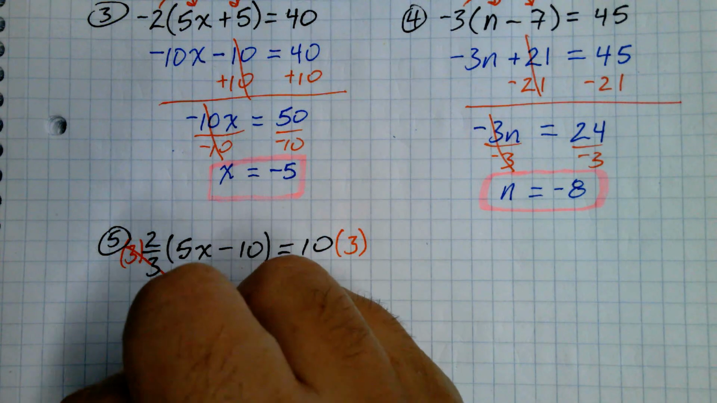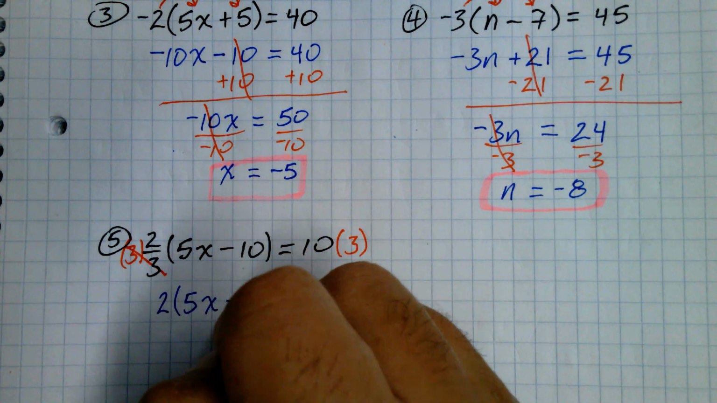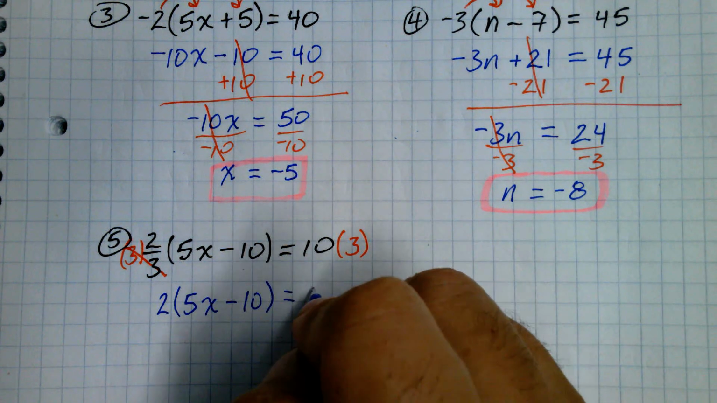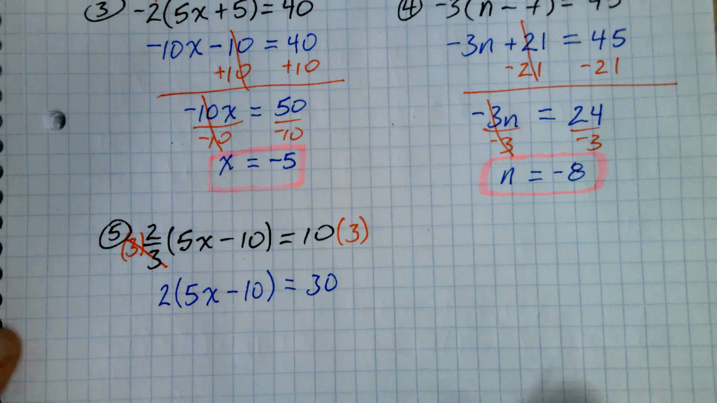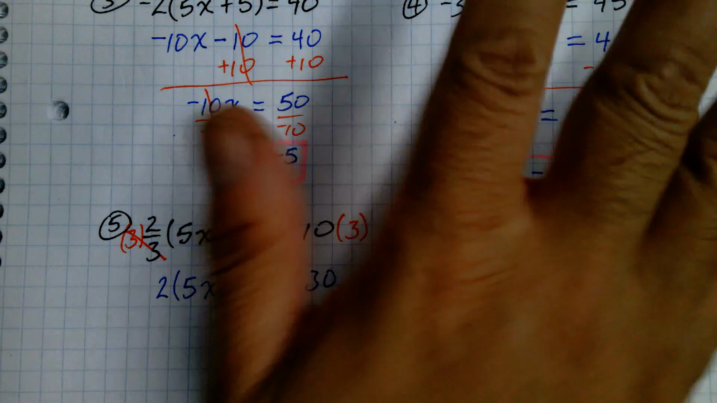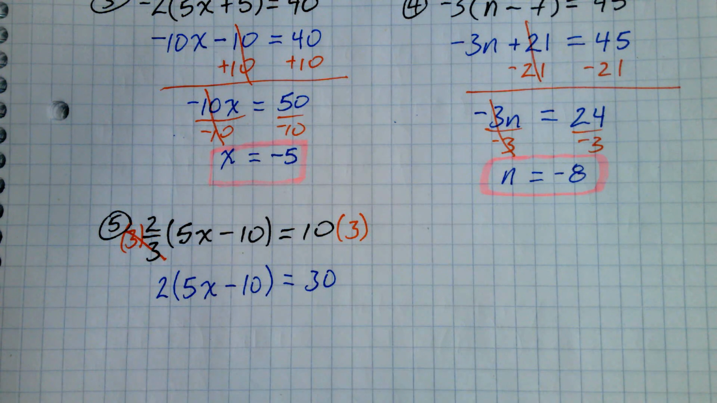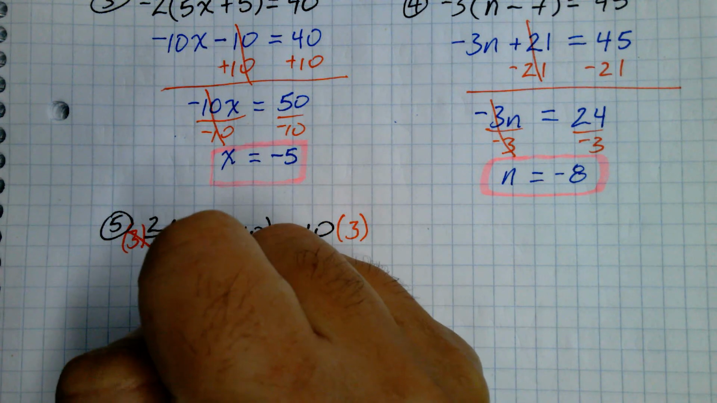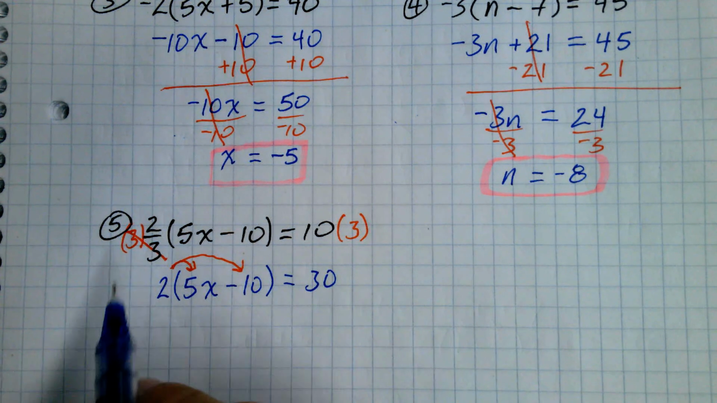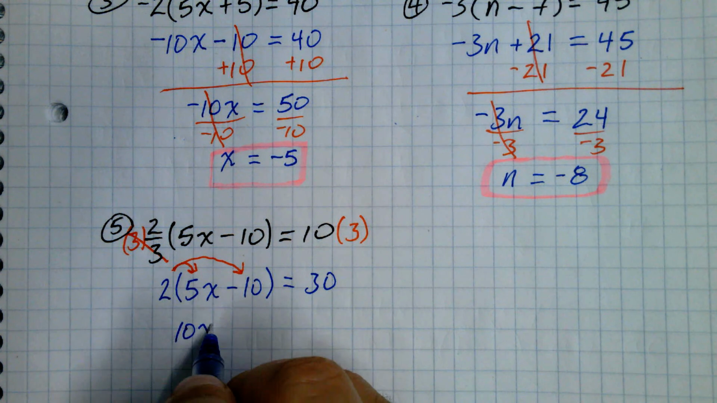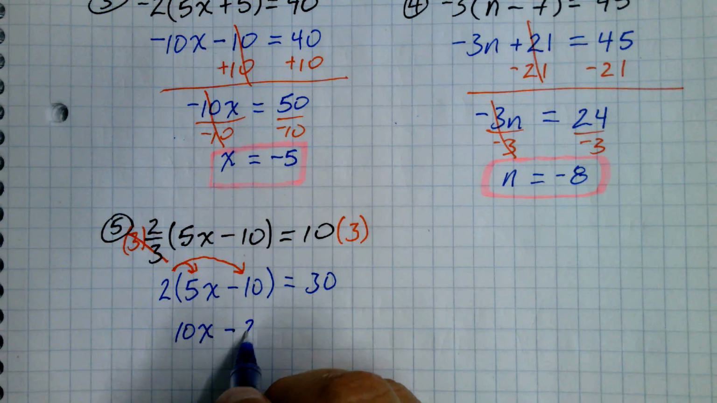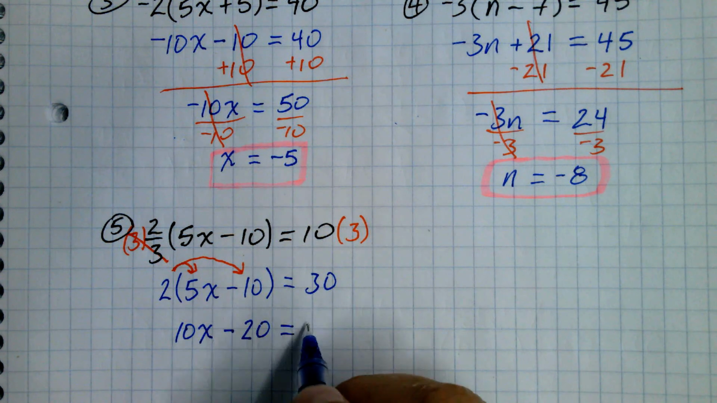It's just 2 times the quantity, 5x minus 10. Now on the other side, we do have to multiply 10 times 3, which is 30, but that's okay. I'd rather deal with that. No more thirds. Okay, so now it's just like any other equation we've solved today. We distribute the 2. So let's do it. Well, let's multiply 2 times 5x. That's 10x, and then 2 times 10. And that's 20 equals 30.